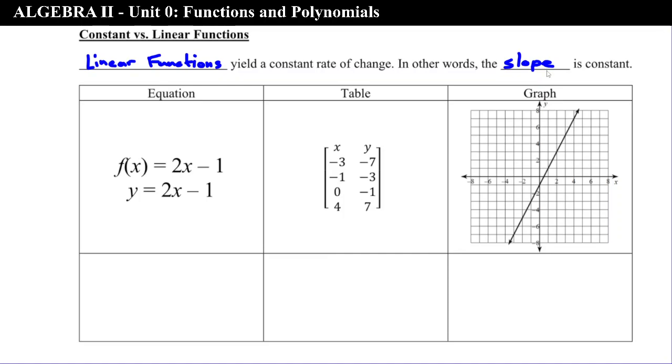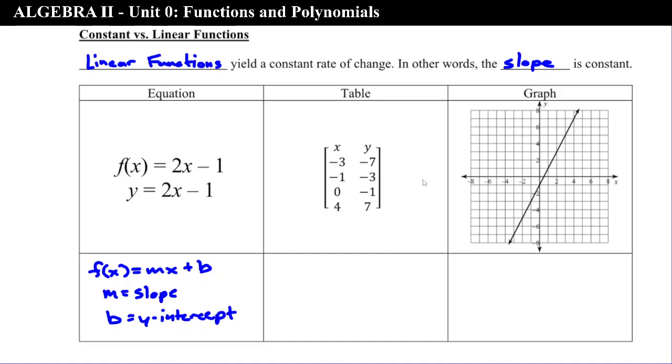So, let's see what a linear function looks like in an equation, table, and graph. In an equation, the key feature that you're looking for is that it can be written in the form f of x equals mx plus b, where m is your slope and b is your y-intercept. If it can be written in this form, then you have a linear equation. This form, and we'll be talking about this in a moment, is called slope-intercept form because this is the form that gives you your slope and your y-intercept.